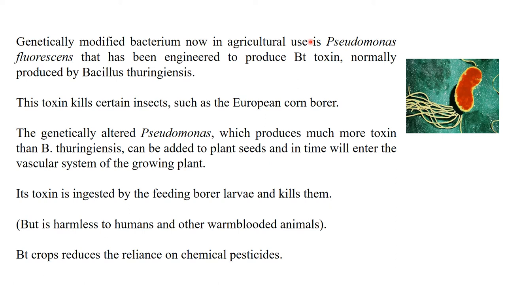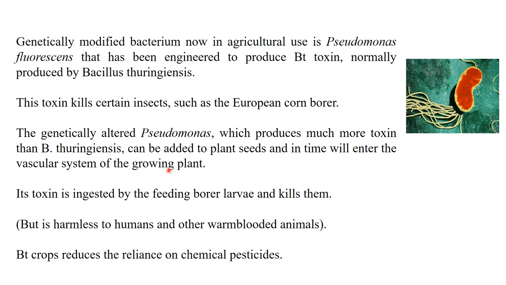This toxin kills certain insects such as the European corn borer. They are genetically altered Pseudomonas, which produce much more toxin than the Bacillus thuringiensis. Iski jo toxin hai Bacillus thuringiensis se bahut zyada hai. Can be added to plant seeds. Isko hum plants ke seeds mein insert kar denge, add kar denge, and the time will enter the vascular system of the growing plants, and it mainly affect the insects that attack on the roots of the plants.